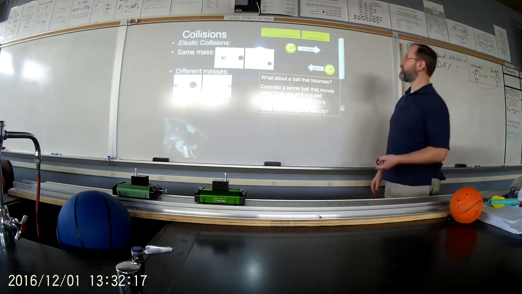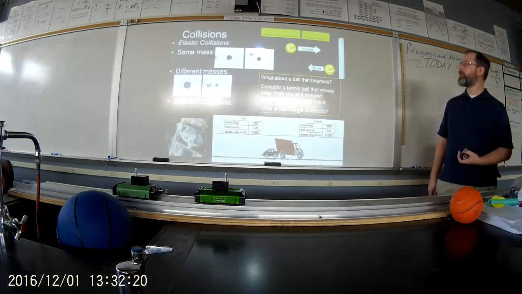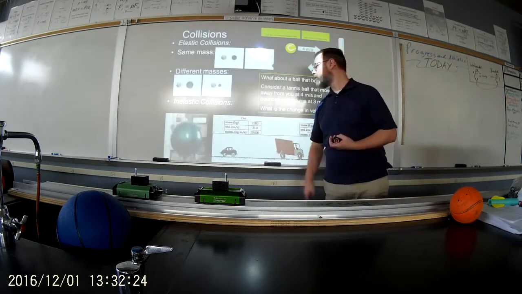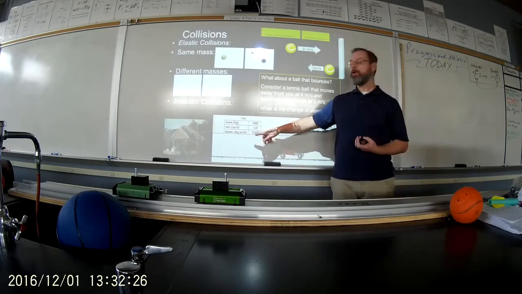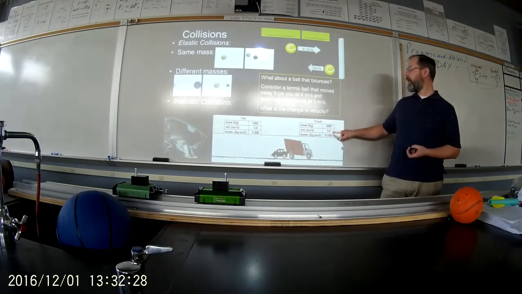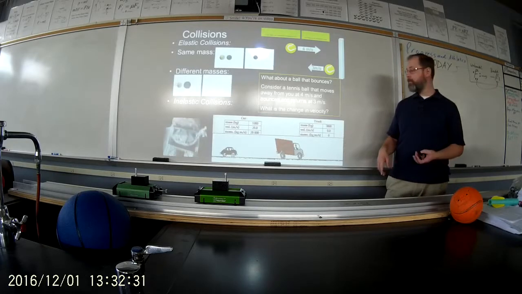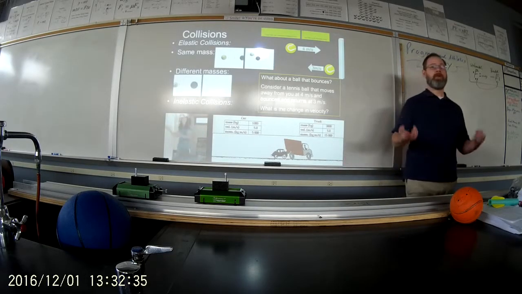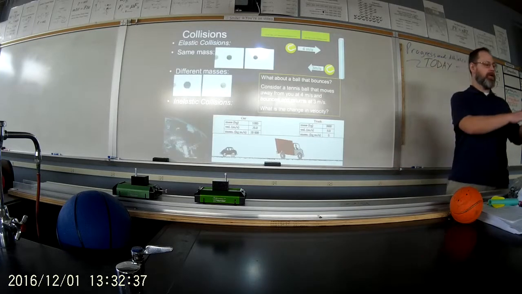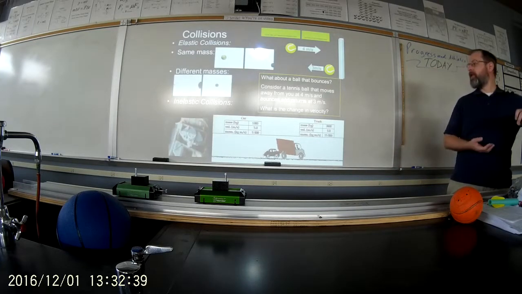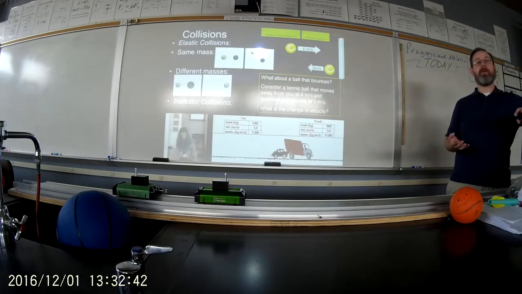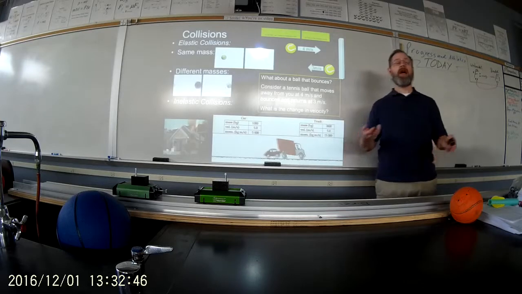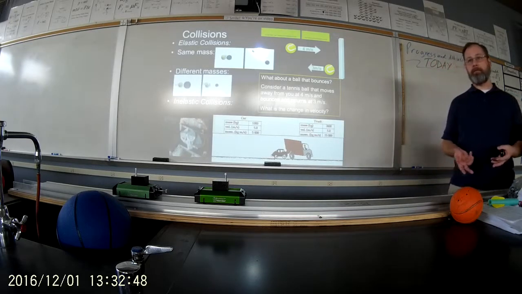Let's do an example. Here's a fun little animation. A car with a mass of 1,000 and a velocity of 20 strikes a truck with a mass of 3,000 and a velocity of 0 initially. So all the momentum is coming from what object? The car. The car has a mass of 1,000, a velocity of 20, so it has a momentum of 20,000. And since the only thing moving is the car, the total system has a momentum of 20,000.